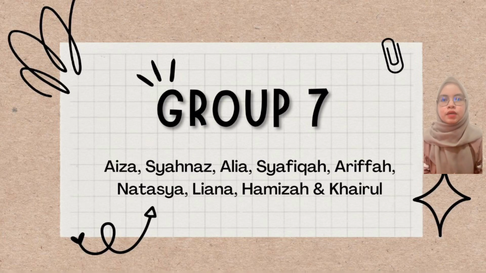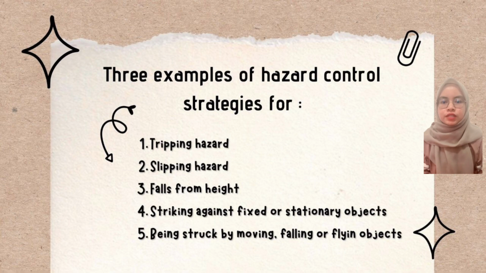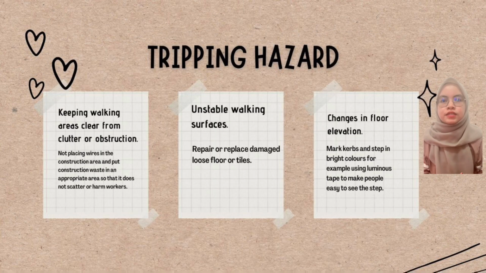We will present examples of hazard control strategies. First, tripping hazard. The strategy to control this hazard is keeping the walking area clear from clutter or obstructions. For example, not placing wire in the construction area and putting construction waste in an appropriate area so that it does not clutter or harm workers.